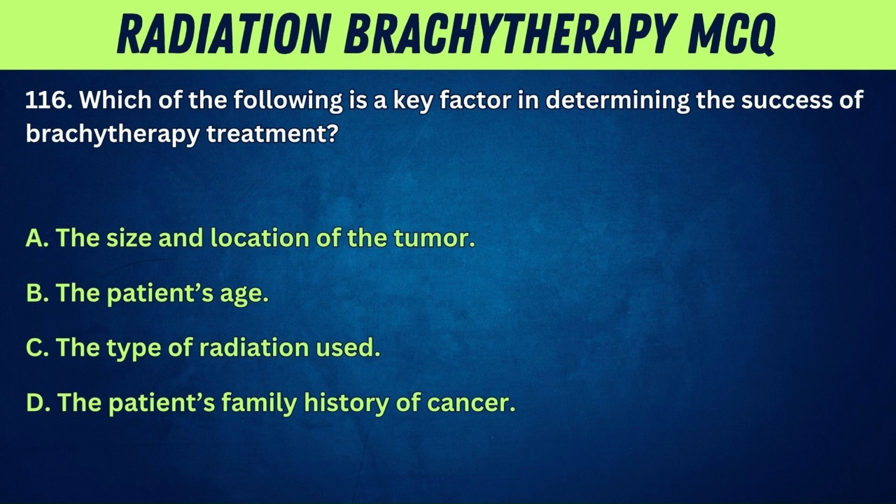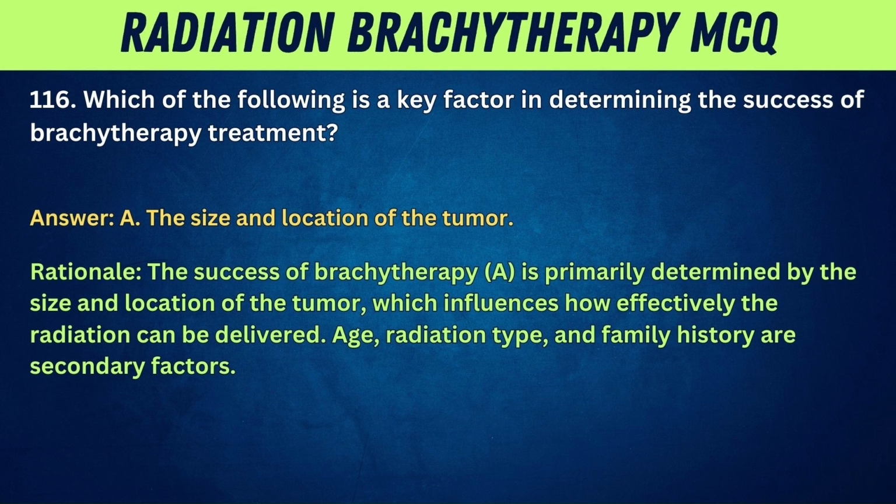116. Which of the following is a key factor in determining the success of brachytherapy treatment? A. The size and location of the tumor. B. The patient's age. C. The type of radiation used. D. The patient's family history of cancer. Answer: A. The size and location of the tumor.